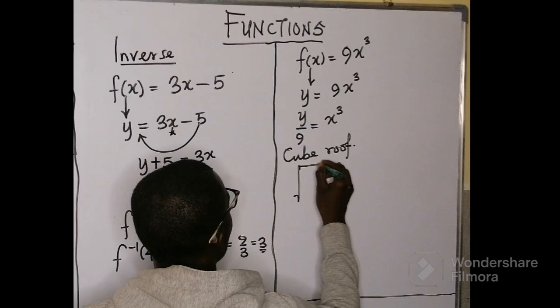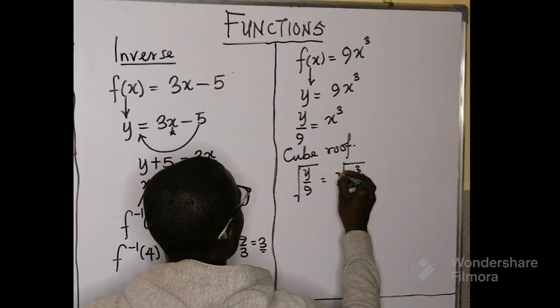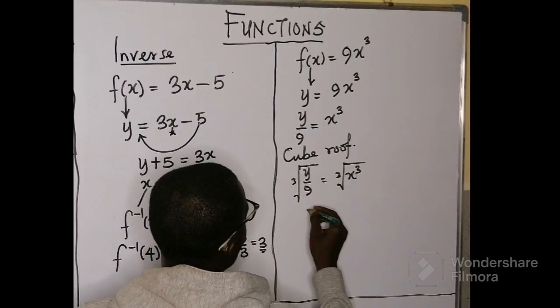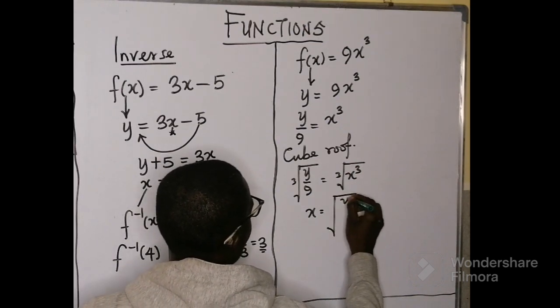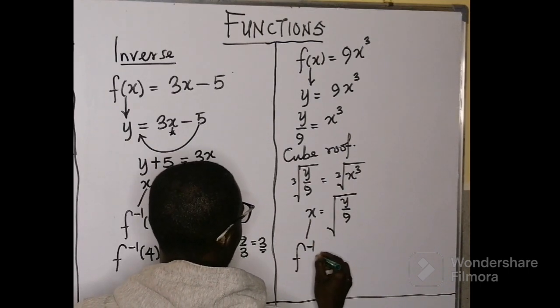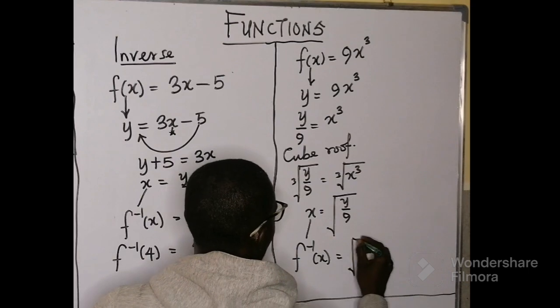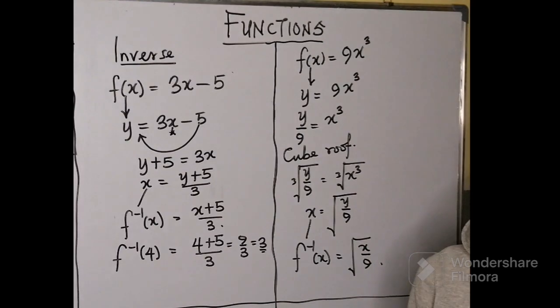So that gives you the cube root of y over 9 equals the cube root of x raised to the power of 3. Remember, it's the cube root we're talking about. Therefore x, this cancels the cube root, which is still the same thing as the cube root of y over 9. For that reason, the f inverse of x equals the cube root of x over 9. So this is how to compute the inverse of a function. Make x the subject of the formula, then do the various changes, and at the end of the day, be able to get your answer correctly.